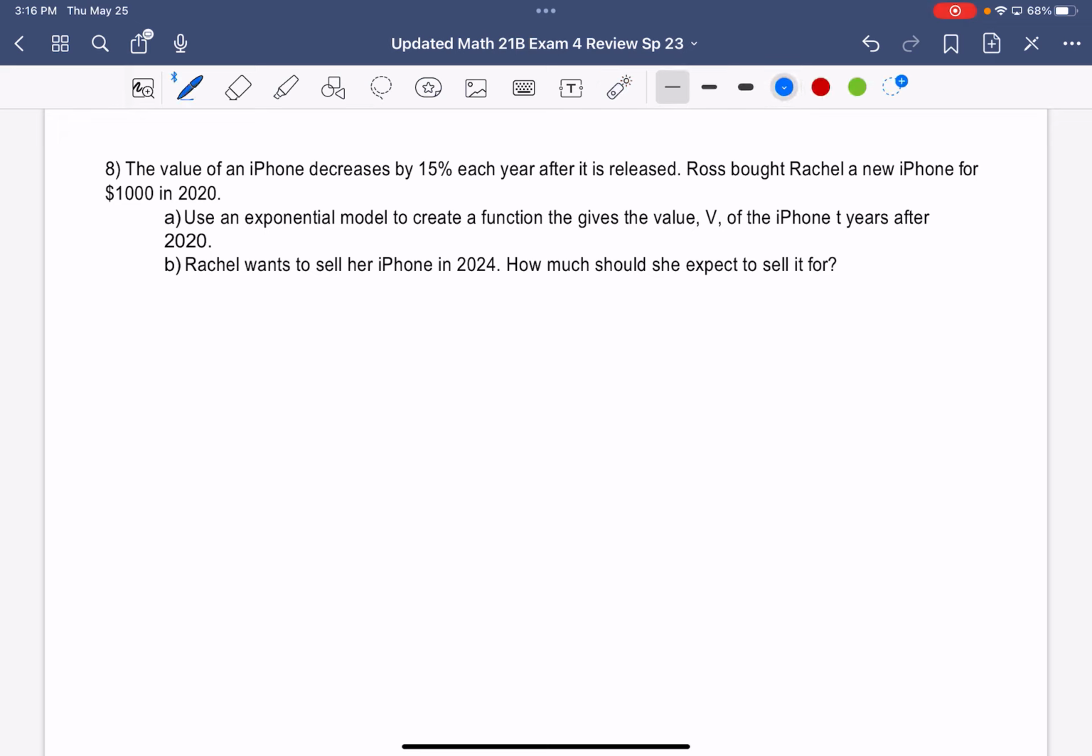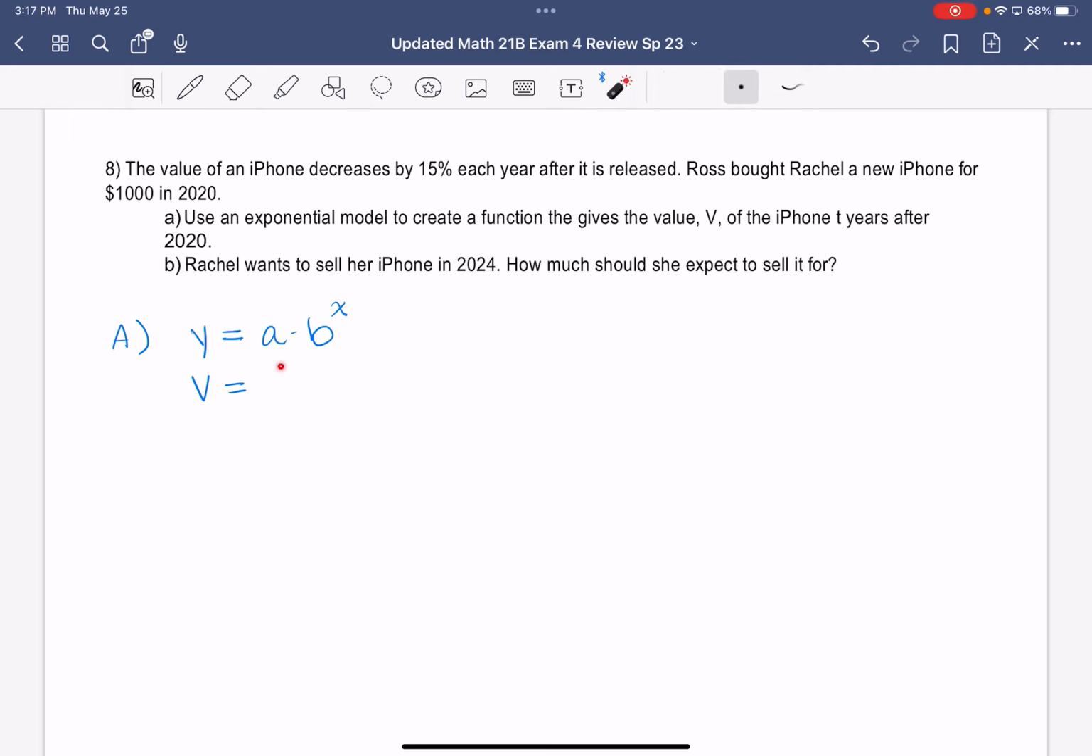Part A. And it's decreasing by 15% each year. So that means we need to set up an exponential model. So y equals a times b to the power of x is the very broad and general form of the exponential model. Of course, though, we do need to substitute x and y using the variables provided. So instead, we're going to do v, the value of the iPhone equals.